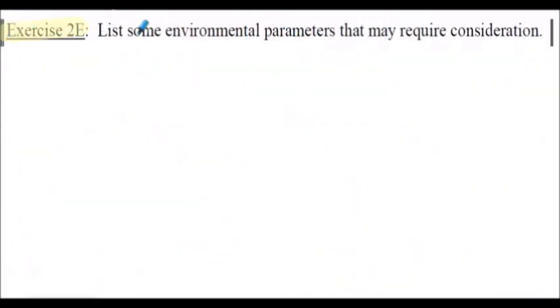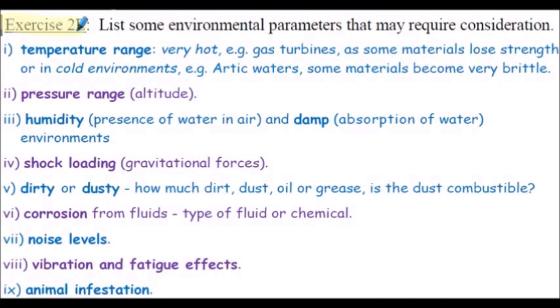Exercise 2E, can you list some environmental parameters that may require consideration when designing various products or systems? An example here would be temperature. Again, if you want to stop the presentation, I'll show you my list on the following slide. Example 2E, here are the environmental parameters I've listed below. These all relate to environmental considerations. Again, I'll let you review them at your own pace.